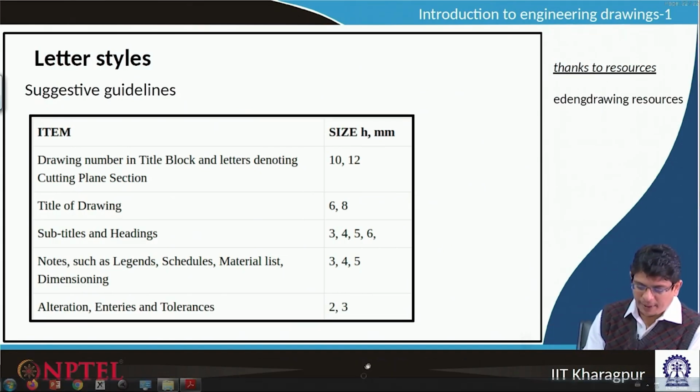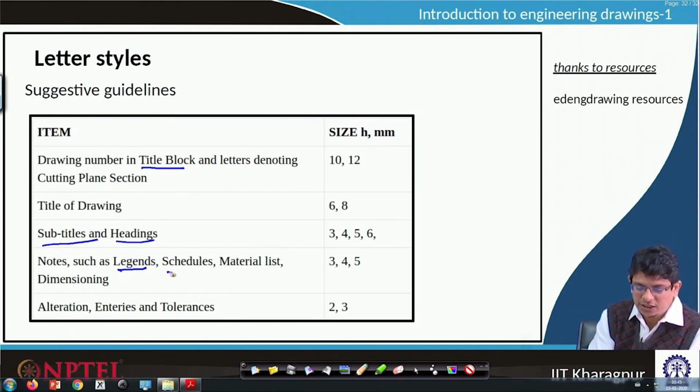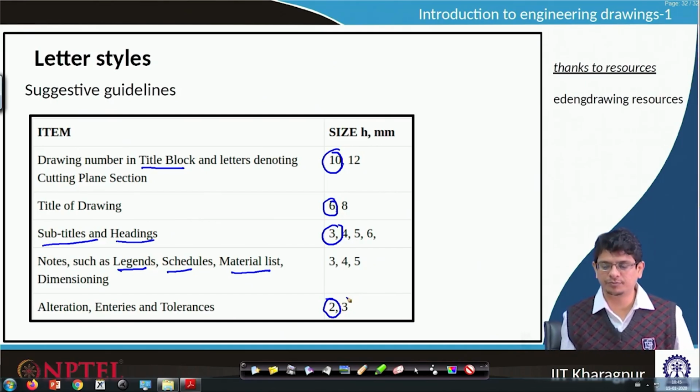The typical lettering style is involved for writing title blocks, subtitles, headings, and notes such as legends, schedules, and material lists. For example, if it is a title block, we use 10 millimeter letters. For title drawings, we use 6 millimeters. For any subtitles, we use 3 millimeters, and any tolerances and so on are represented in terms of 2 millimeters.